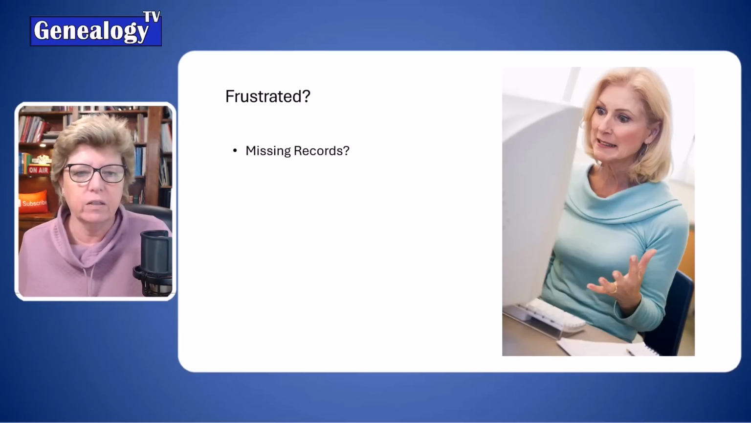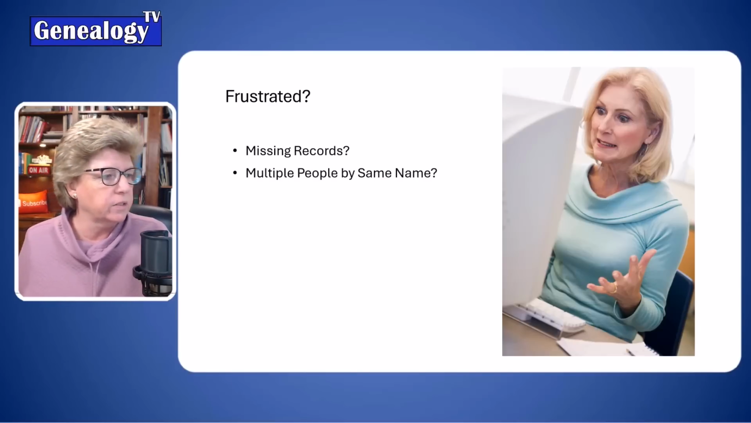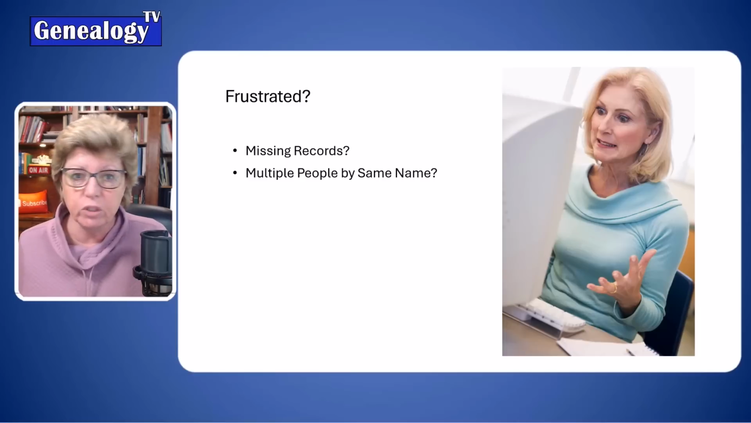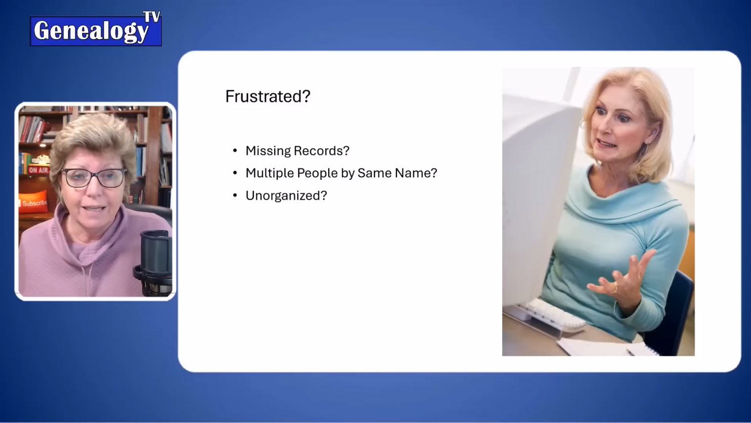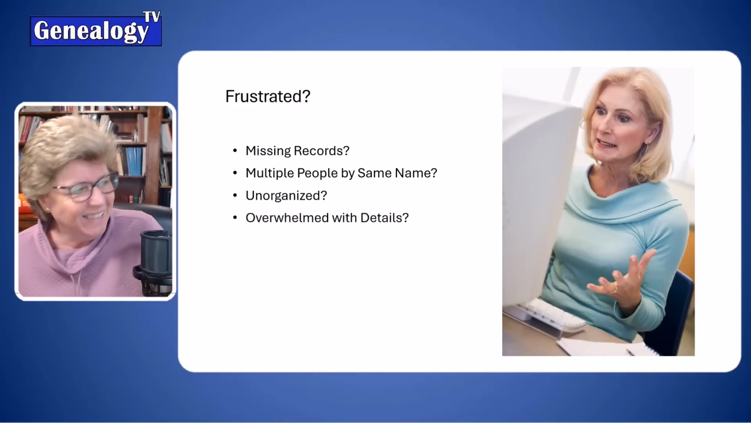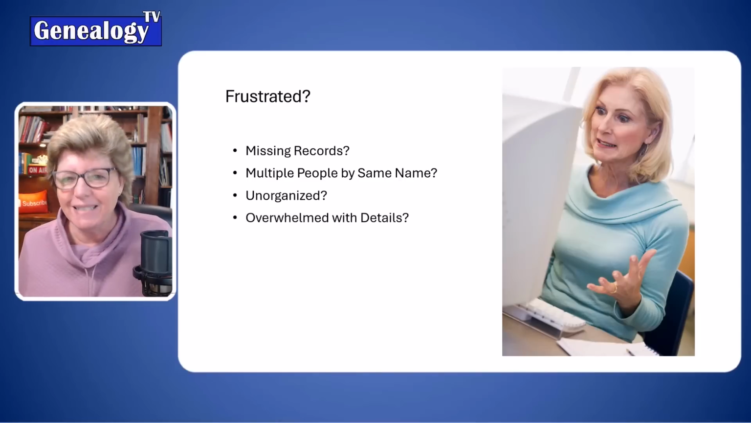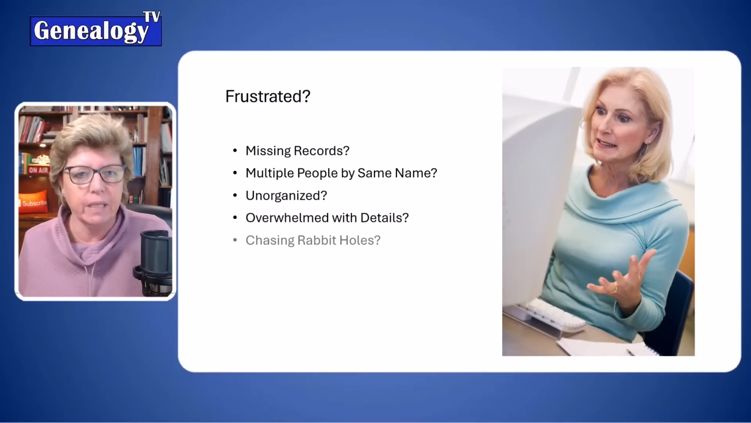They can't find the records. Maybe they're missing records. They have multiple people by the same name. Which one do they put in their records? Are they unorganized? And yeah, is that you? Are you unorganized? Overwhelmed by details? I get it. I've been there.